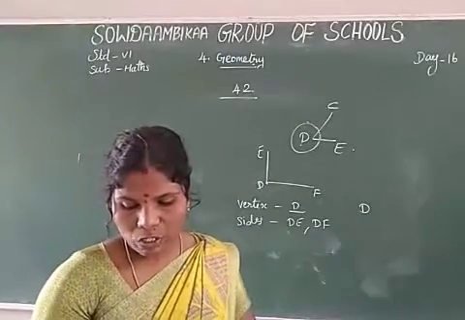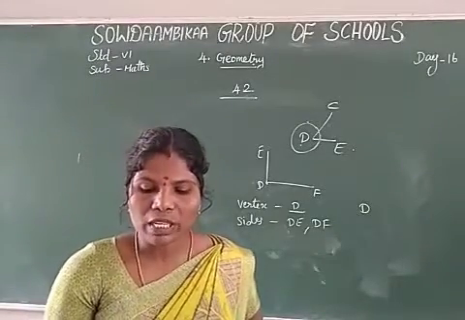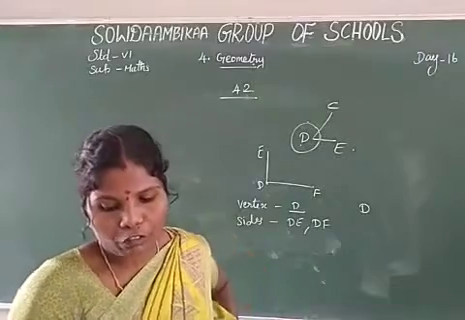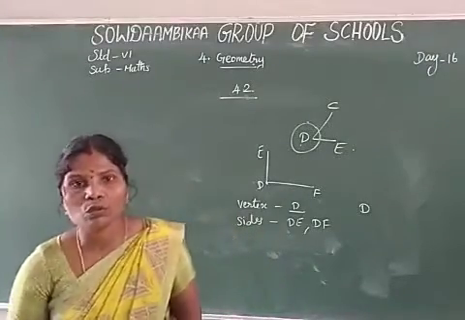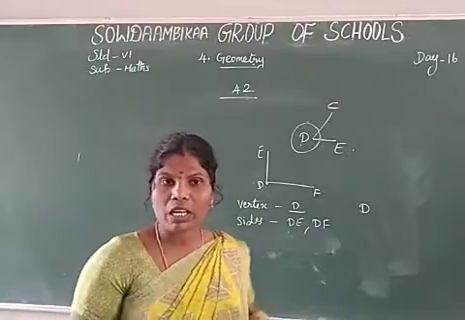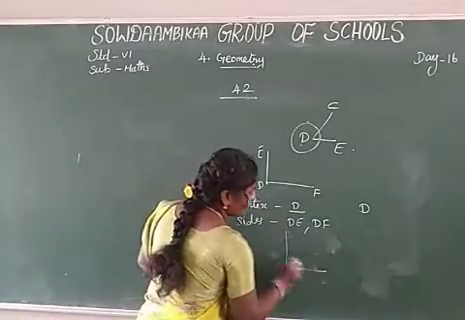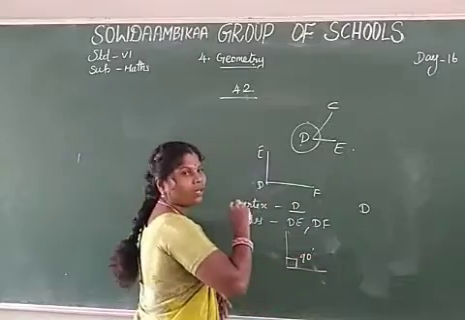Next, take page number 98. The third sum: pick out the right angles from the given figures. Five figures are given. Which one is the right angle? You find out and write. The first one is already given, 90 degree. I already told you 90 degree is a right angle.